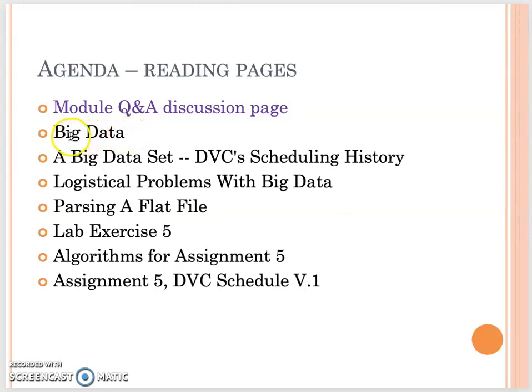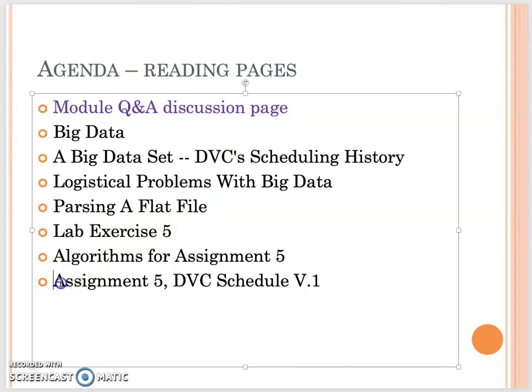Before we start talking about big data, we will also review a little bit about the big O runtime efficiency we talked about at the beginning of this semester. Then we will talk about one big data set, our DVC scheduling. You will process a text file that contains all the DVC courses from 2000. So far we are in 2020. That's about 90,000 course sections offered in DVC. So that's one of our serious programming assignments we need to continue.